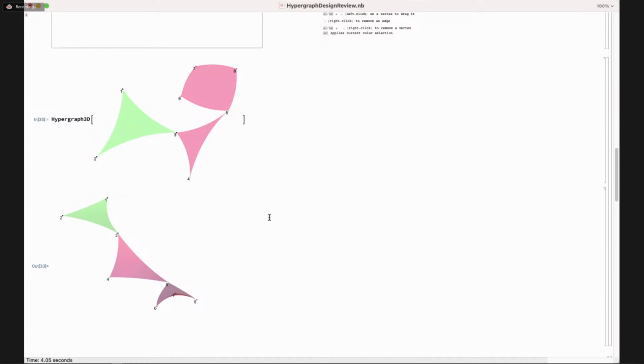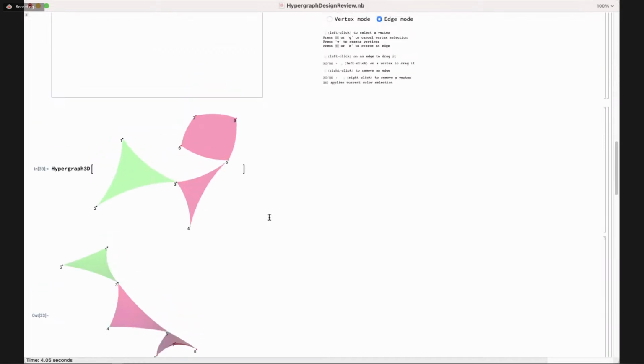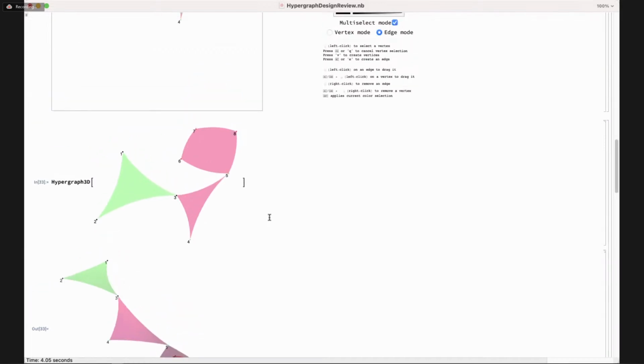So the idea was you had spring forces between hyperedges. Between hypervertices, you had electrical repulsion, and then within an individual hyperedge, you would have a kind of surface tension force that would try and minimize its area. Okay. And is that different from what you're planning, Nick? Or is that similar to what you're planning?